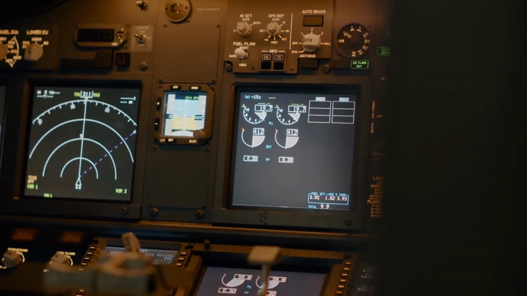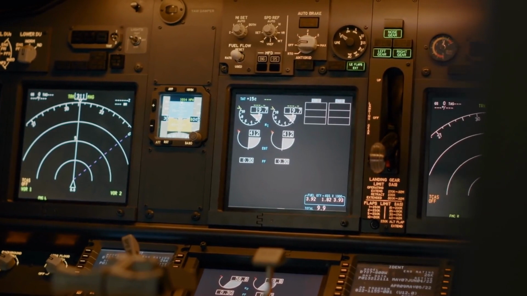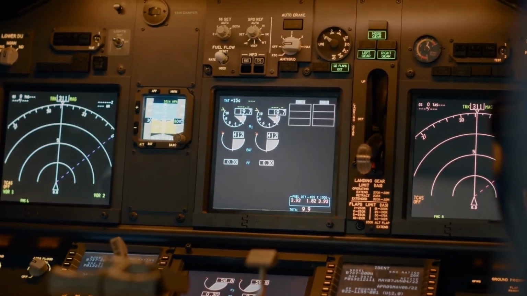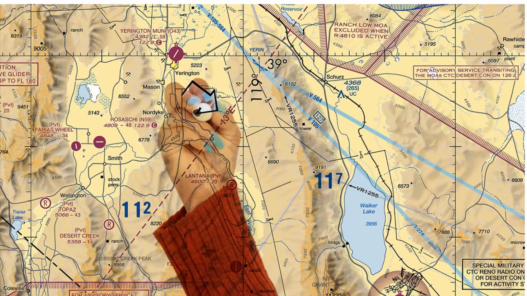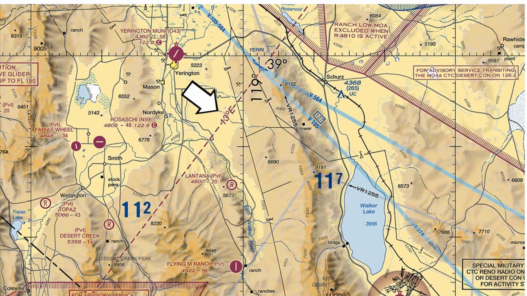Magnetic deviation changes with heading, whereas magnetic variation changes with location. Magnetic variation is the difference between true north and magnetic north. We will talk more about magnetic variation in future lessons.